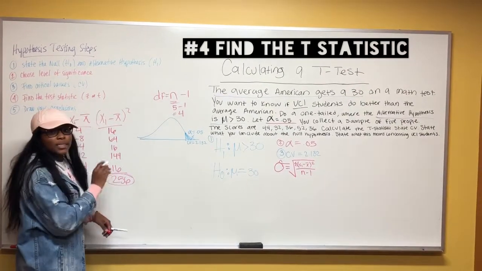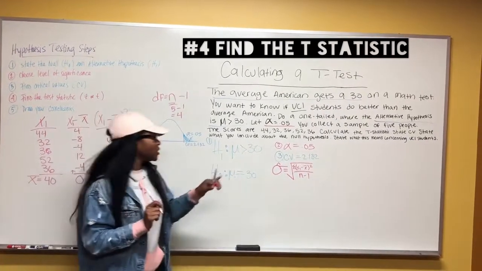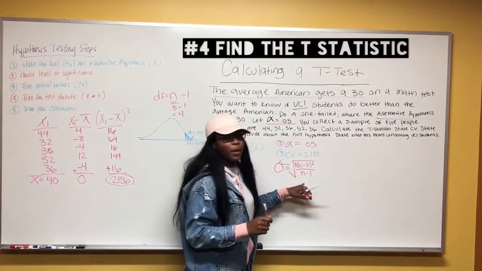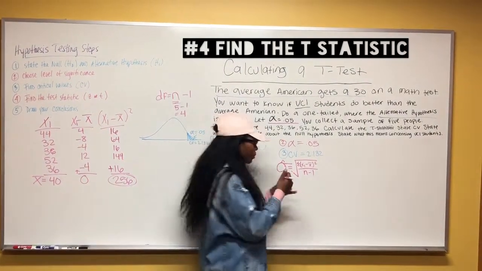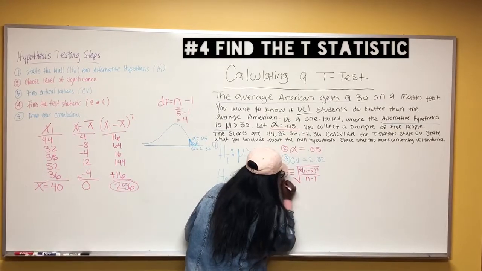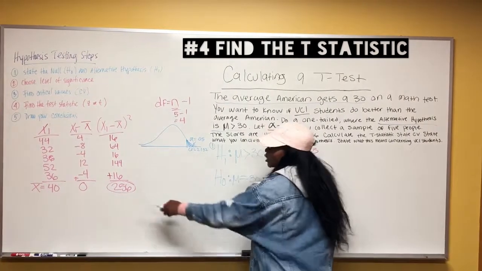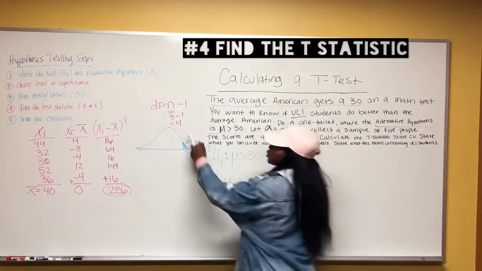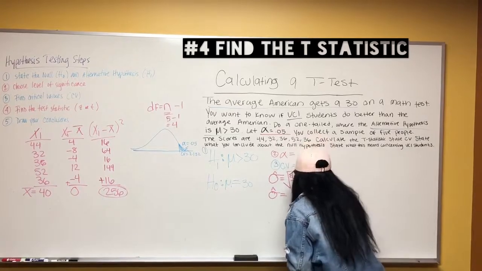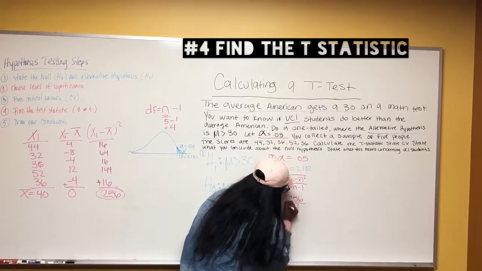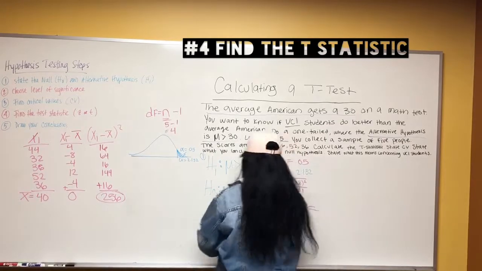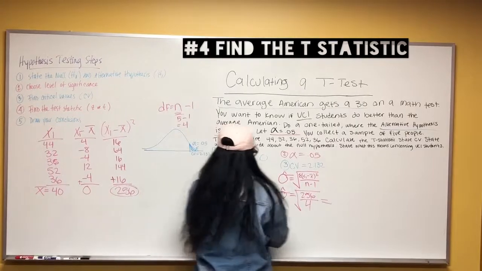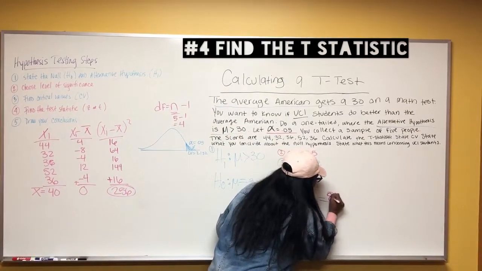Now since we're doing a t-test, we have to calculate sigma. Sigma is the square root of the sum of squares divided by n minus 1, which is our degrees of freedom. So we take 256 over our degrees of freedom, which is 4, and then square root it. Putting that in our calculator, that's equal to 8 for our sigma.